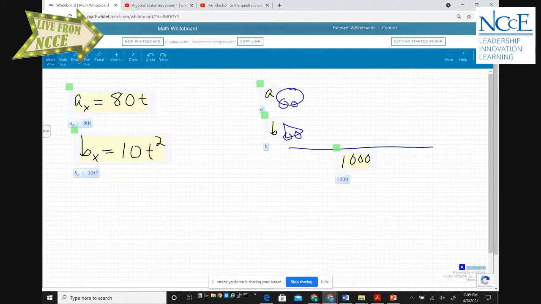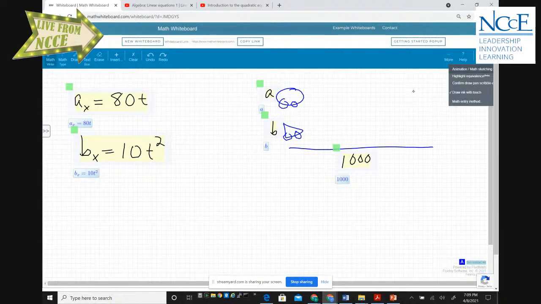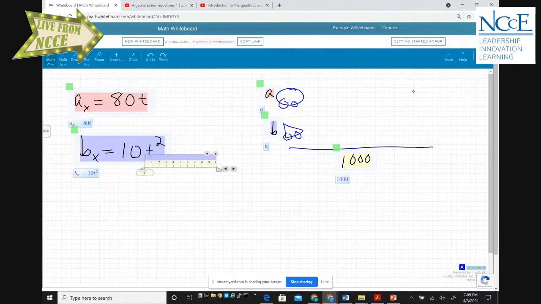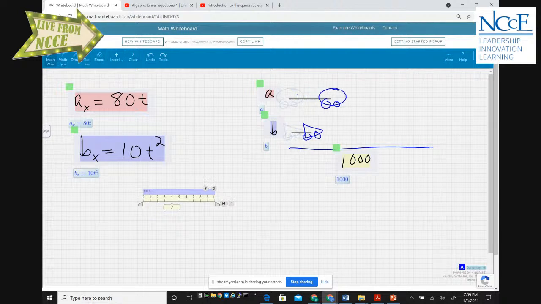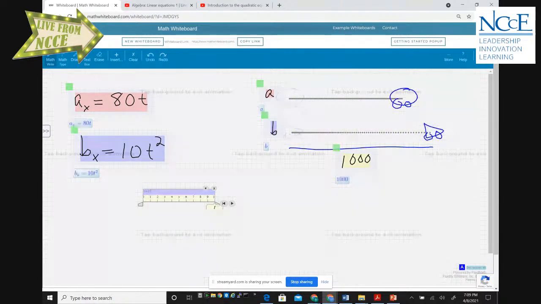Now, in MathWhiteboard, we have this ability to connect handwritten mathematics with hand-drawn sketches. It's called math sketching. Under the More menu, I can turn on math sketching. And when I turn on math sketching, we get this little slider that pops up. And on the right-hand side of the slider, we can see these player controls. When I click the play button, we can see the cars moving across the screen in an animated simulation as described by the math.